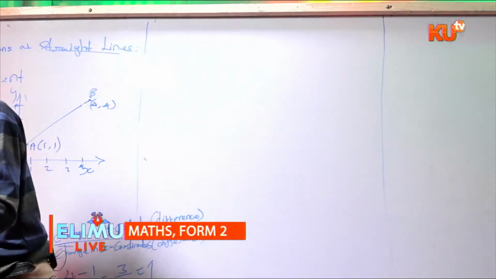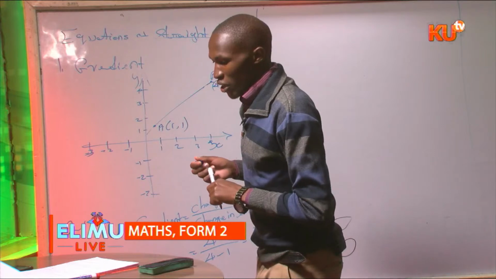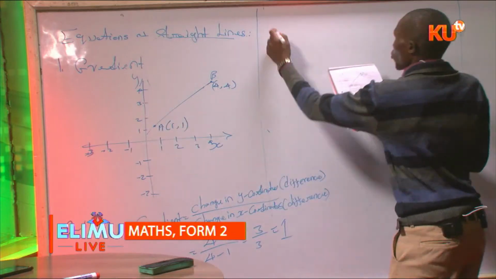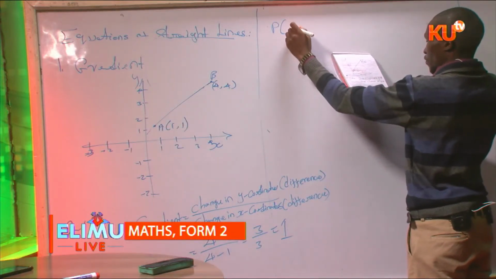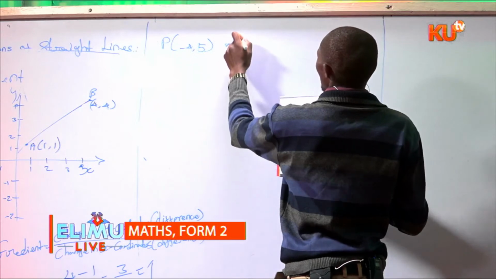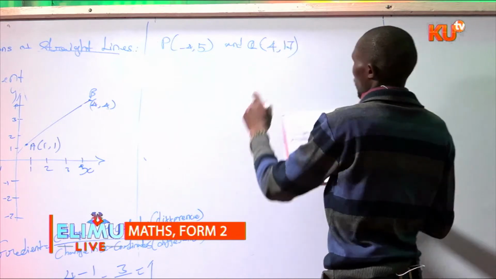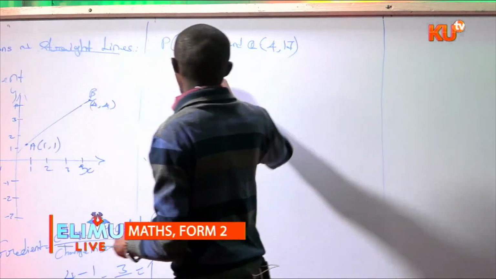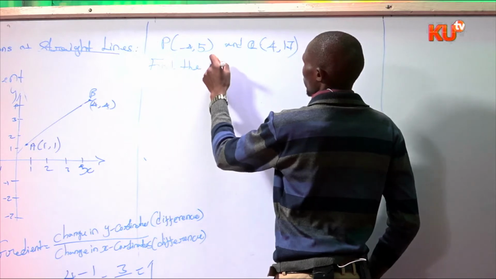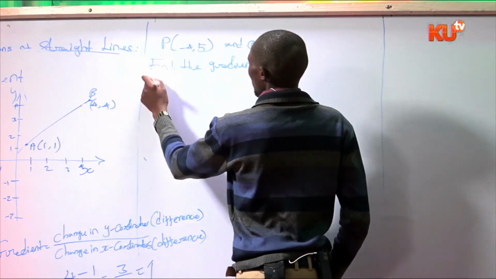You are told, find the gradient of a straight line joining the points P and Q. So the points P and Q are as follows. You have 2 points, P given as -4, 5, and Q which is 4, 17. So how do you find the gradient?